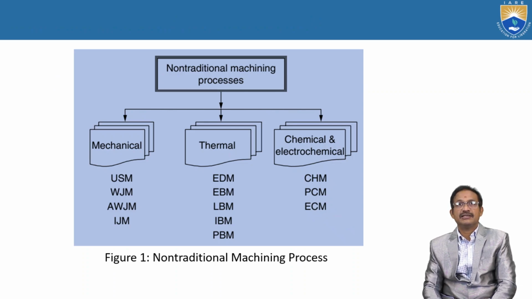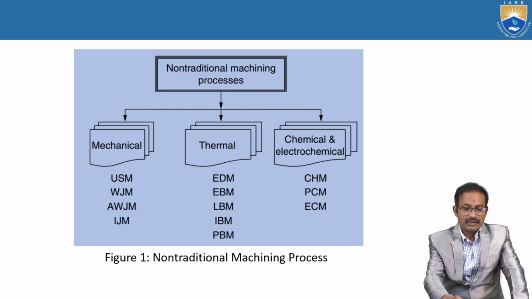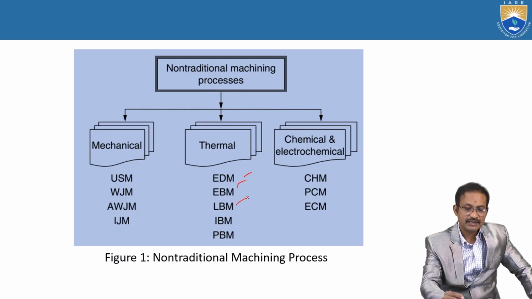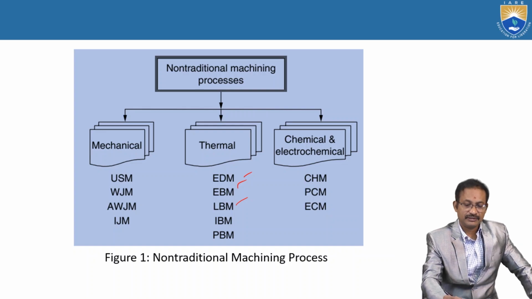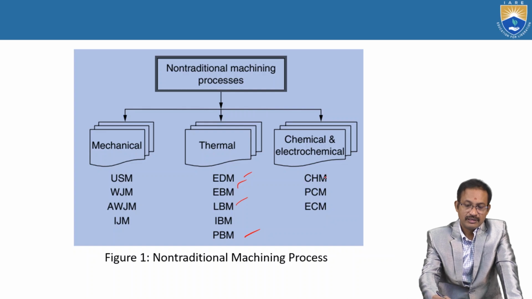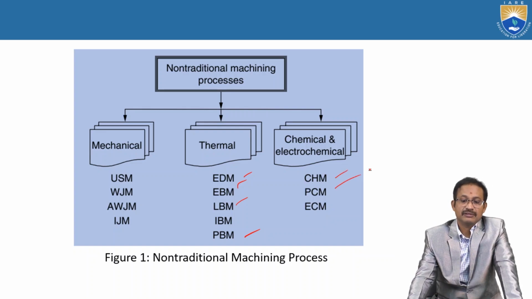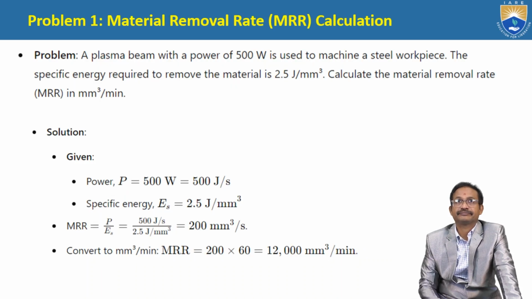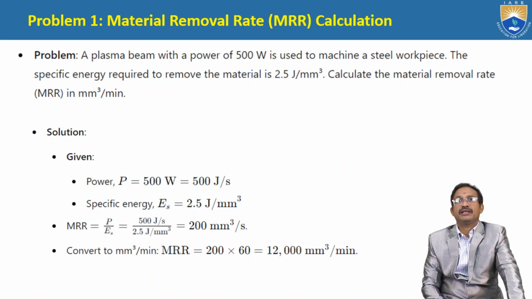In the usual manner, let us discuss the various non-traditional machining processes. Non-traditional machining processes are classified basically into mechanical, thermal, chemical and electrochemical. Under mechanical: ultrasonic machining, water jet machining, abrasive water jet machining, ice jet machining. In thermal: electro discharge machining, electron beam machining, laser beam machining, ion beam machining, plasma beam machining. In chemical and electrochemical: chemical machining, photochemical machining, electrochemical machining. Now we are discussing the problems and solutions of chemical machining. Let us look at problem number 1, material removal rate calculation.